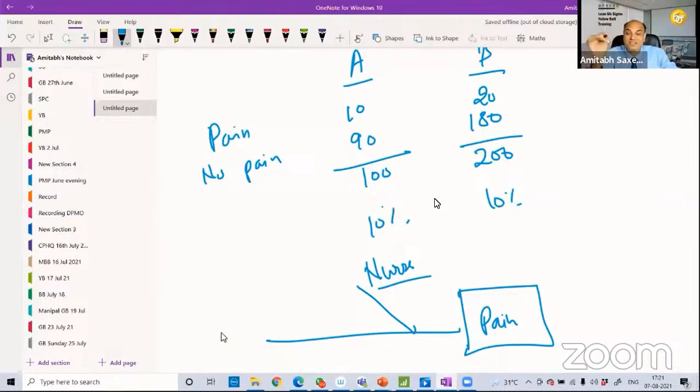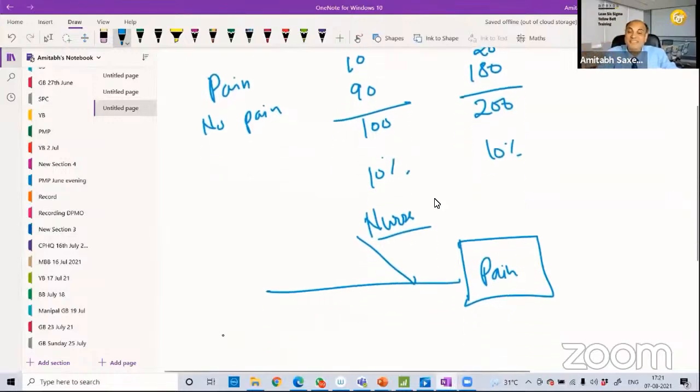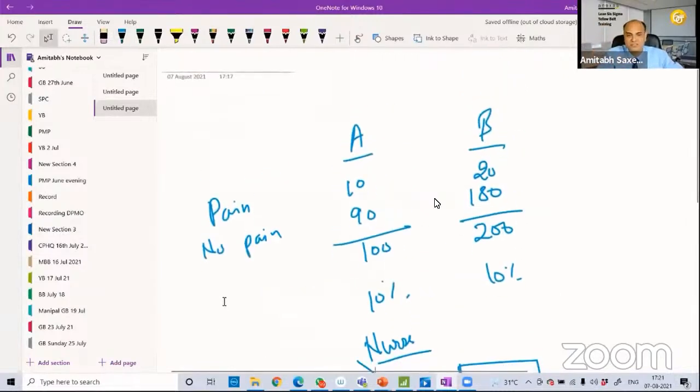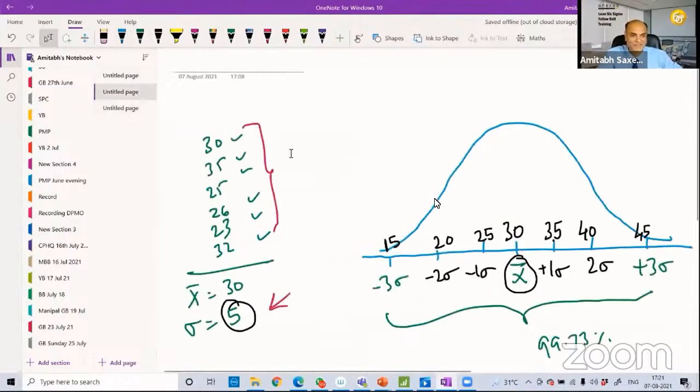Sorry, the nurse is not an issue here. If all nurses are giving 10%, the nurse is not an issue. Something else is the issue. Maybe the vaccine is the issue. Maybe in the general population, 10% of people will have pain. This is normal. No one to blame for it. Okay? Got it? So, very important. I told you it is important to understand types of data. I'm stuck on the basics, but I am sorry to tell you, it is very important for you to understand this.